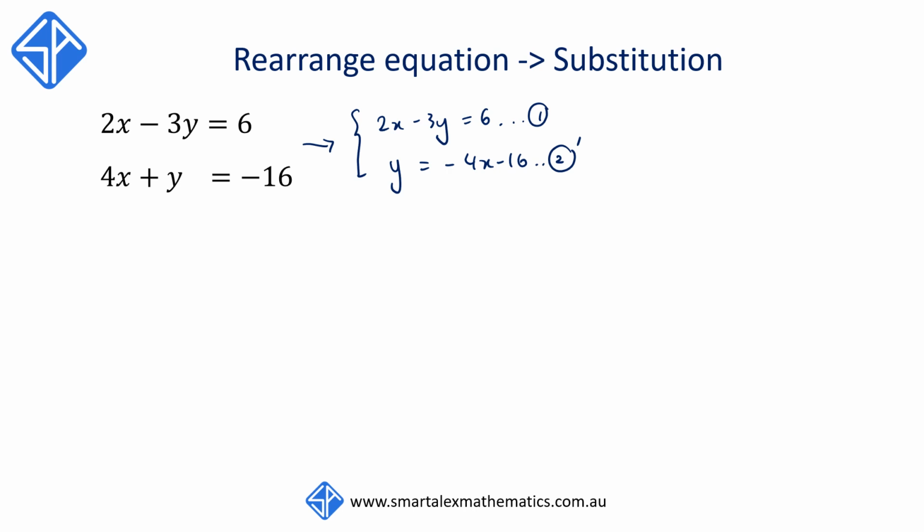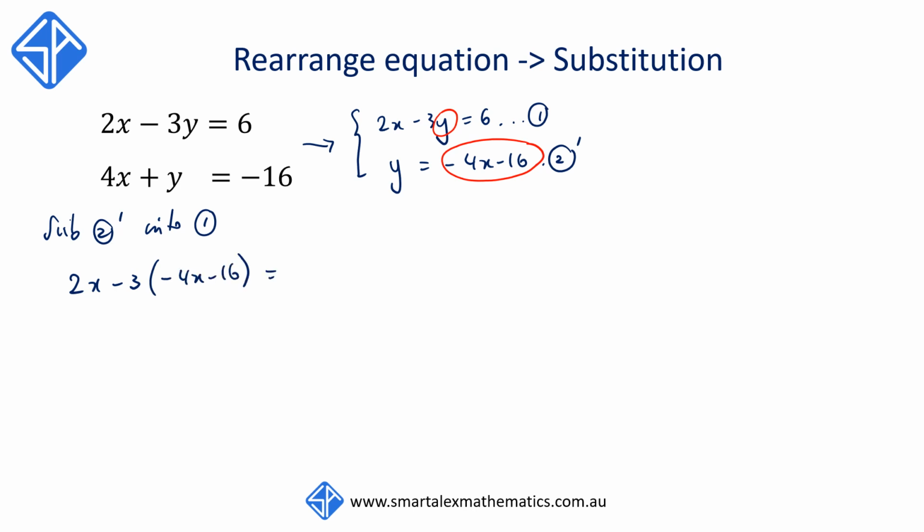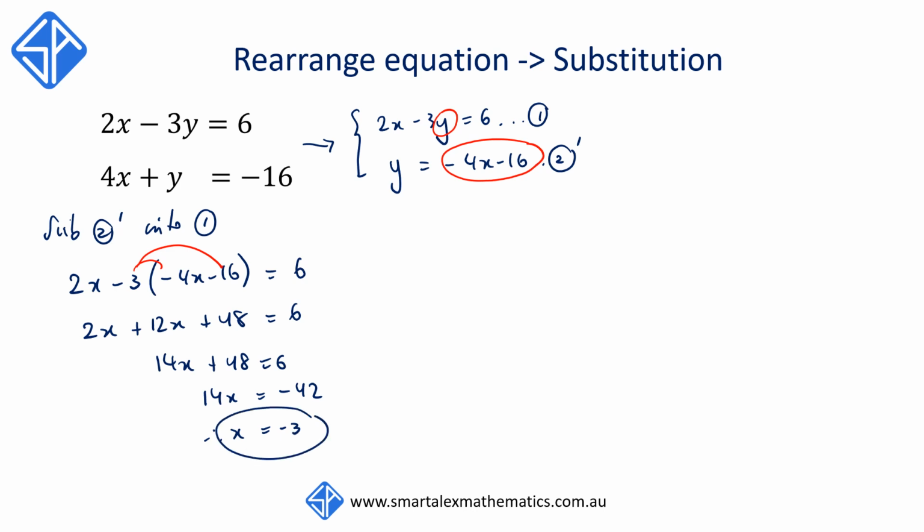Same thing, we're going to replace the variable y with minus 4x minus 16. So we say we're going to sub equation 2 dash into equation 1. So we have 2x minus 3 in bracket minus 4x minus 16 is equal to 6. Again, we need to expand out the bracket. We're going to get 2x plus 12x plus 48 is equal to 6. 2x plus 12x is 14x plus 48 is equal to 6. So we get 14x is equal to minus 42, and therefore x is equal to negative 3.